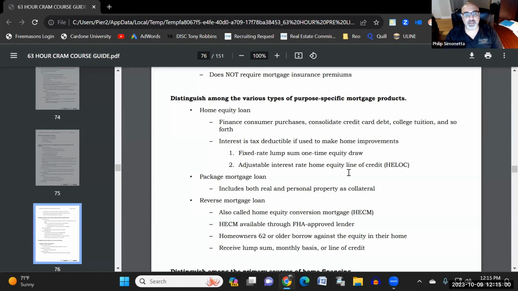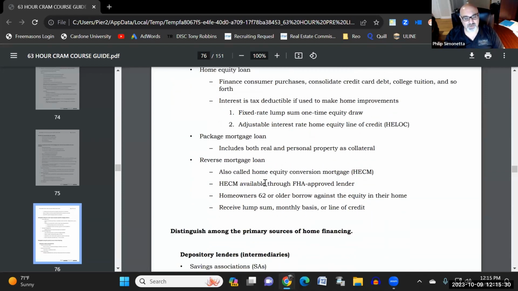Now, there's two ways to get this loan. You can get a fixed rate lump sum one-time equity draw. They give you the money, you start making payments. Or you can get an adjustable rate home equity line of credit, and that's like a credit card, but your house is securing it. So when you have a balance on it, you pay. When you don't, you don't. It has an adjustable interest rate, usually prime plus something, and it's a line of credit that goes up and down.